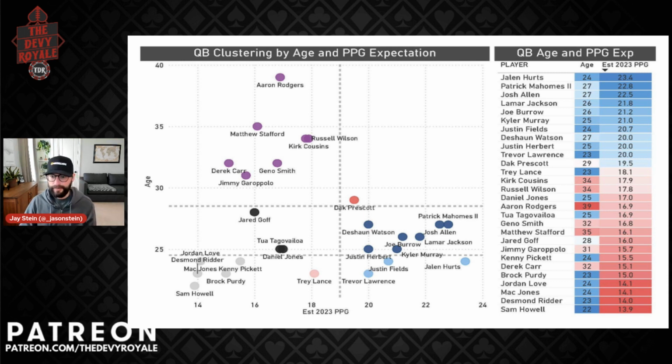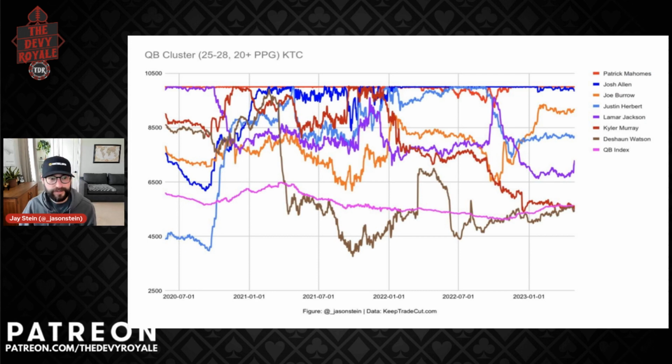And then if you go up from the Hurts cluster to the big dogs, that's age 25 to 28, that score greater than 20 fantasy points per game. And that gets you into the cluster of Mahomes, Josh Allen, Burrow, Herbert, Lamar Jackson, Murray, and Watson. So what we're going to do is break down each one of these clusters, and we're going to talk about each of them from a charting perspective, right? So here is your first cluster.